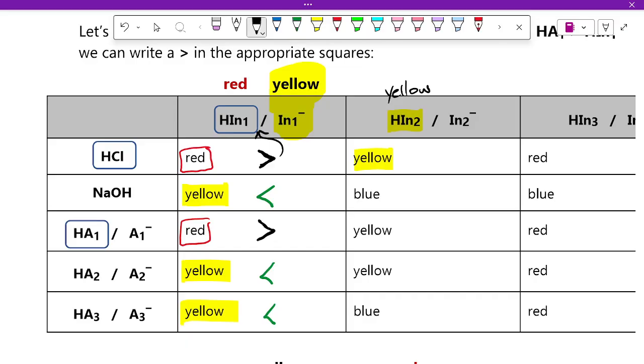And that means that IN2 minus is, what color is IN2 minus? Red? Take a look at your IN2 minus column. Look at that whole middle column. It is blue. See if you can put in your greater than and less than signs in that second column.